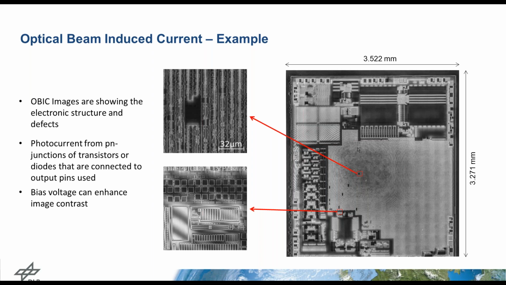So this is OBIC. This is a really good feature, or a tool, to do failure analysis and also to orientate on an IC, because here we are on the transistor level, no longer on the metal layer plane.